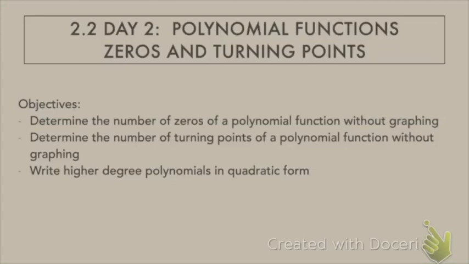Welcome to section 2.2, day 2, polynomial functions. We're doing zeros and turning points today. So we want to determine the number of zeros of a polynomial function without graphing it. We want to determine the number of turning points without graphing. We want to write higher degree polynomials in quadratic form. And we're also going to be graphing using our turning points and our zeros.